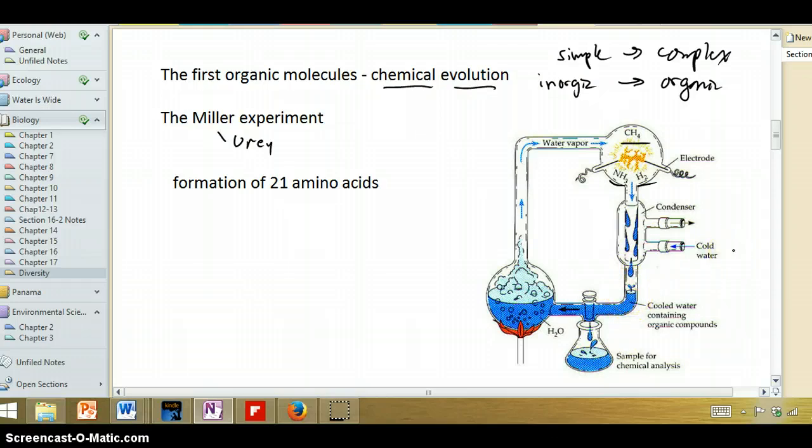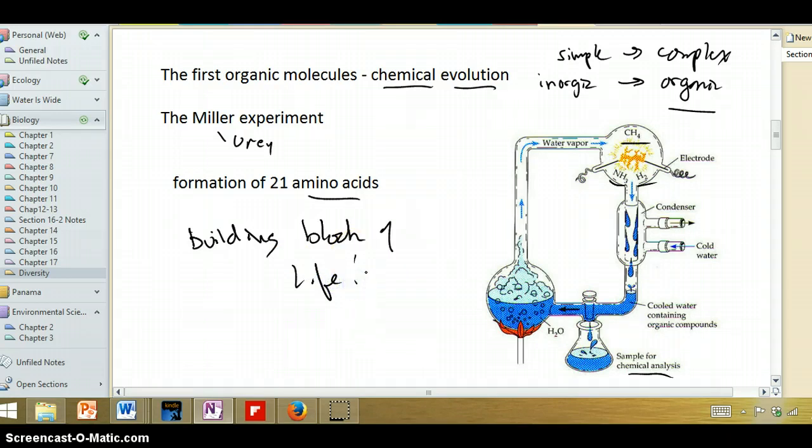They let this cook for quite a while, but then again collected some of the liquid and analyzed it. And what they found was they were able to generate some amino acids. You'll recall that amino acids are the building blocks of proteins, and so they were able to generate, from these simple inorganic molecules, more complex organic molecules. Essentially, things that could be described as the building blocks of life. Okay, so this was an important demonstration.